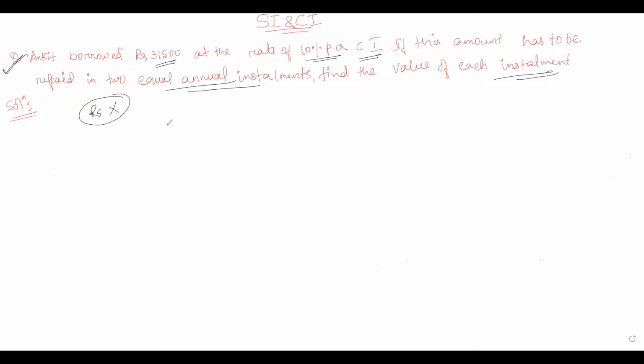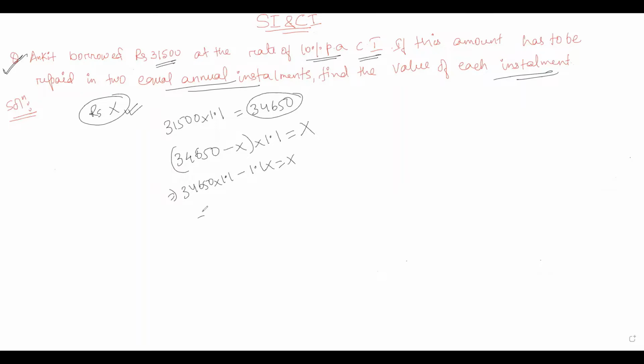So after the first year, the total amount would be 31,500 times 1.1, as there is a 10% rate of interest. So this would be 34,650. Now, out of this amount, Ankit has already paid rupees X. So the principal for the second year would be 34,650 minus X. And there would be an additional 10% on this amount, which would be the same as the installment, which is X. So if you simplify this, this would be 34,650 times 1.1 minus 1.1 times X equal to X. So 2.1X would be equal to 34,650 into 1.1.